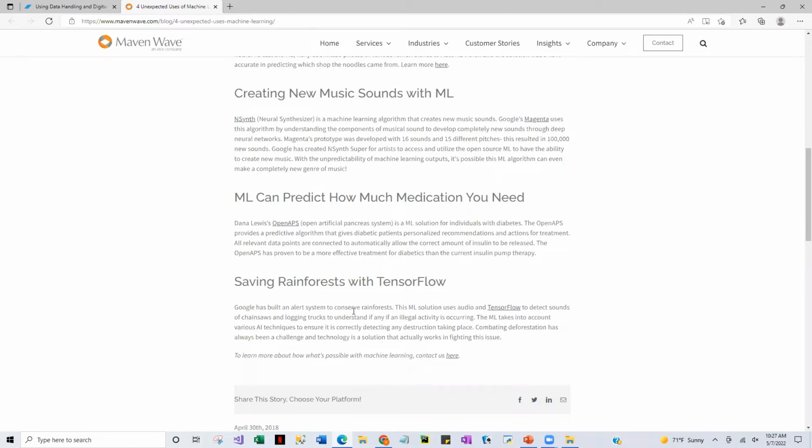And they are using this TensorFlow. TensorFlow is from Google, and they developed this algorithm. It's also a library in Python, compatible with Python. And this one is going to detect the sounds. Based on the sound, it is going to detect if there are any illegal activities happening in the rainforest. I thought this is a cool application of machine learning that we can see in unexpected places.